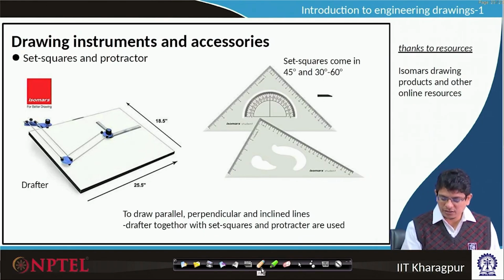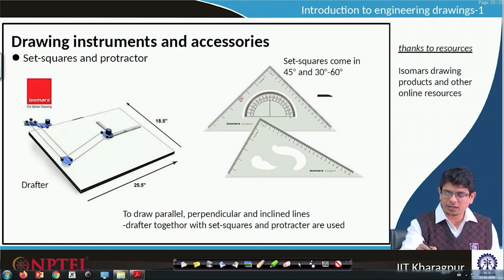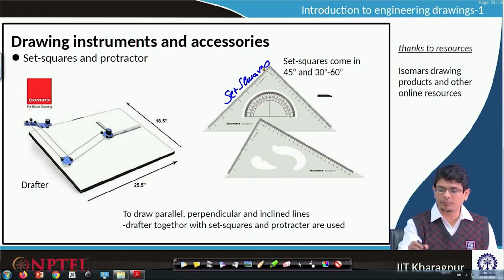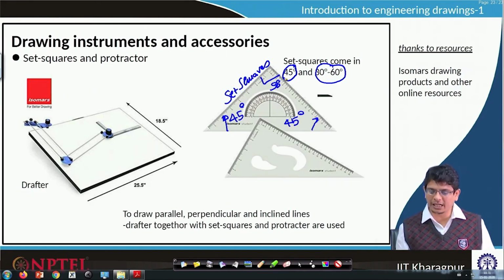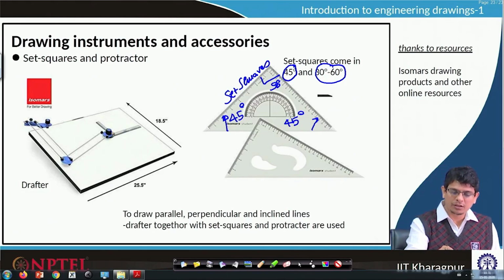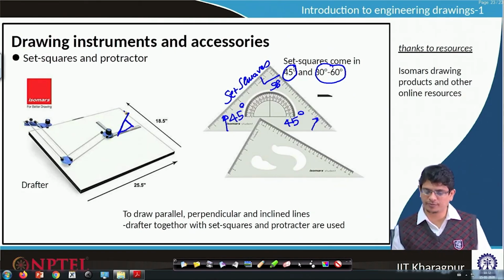Along with the drafter, the other essential components are set squares. These usually come in 45 degrees and 60 degrees. Here the inclination angle is 45 degrees, and this one is also 45 degrees, and this one is 90 degrees. If one would like to draw an inclined line with the mini drafter, one will keep this set square there and draw a line in that direction.